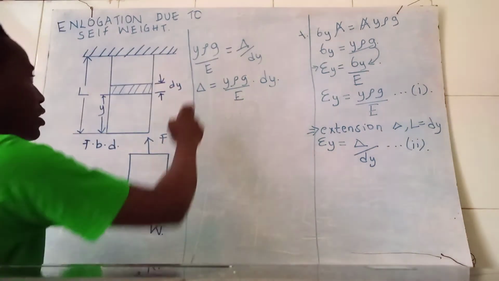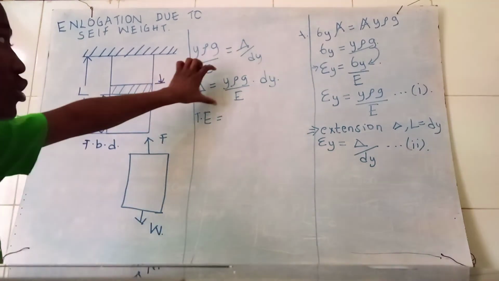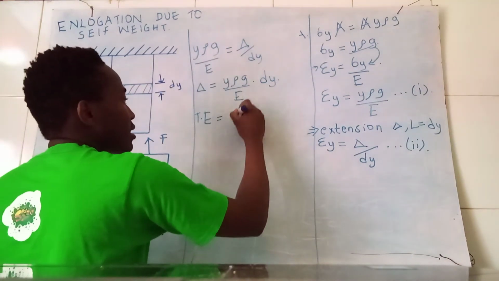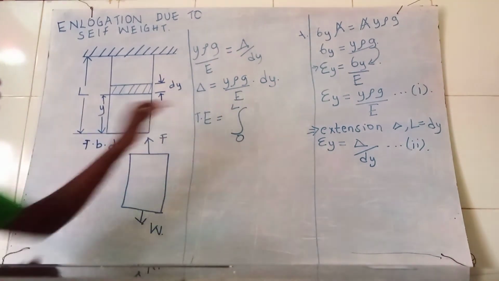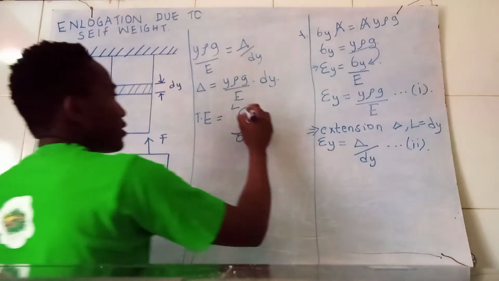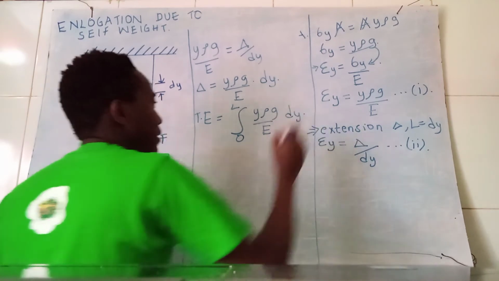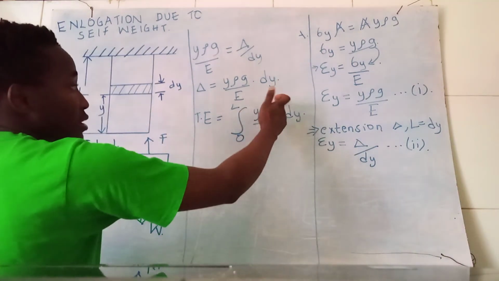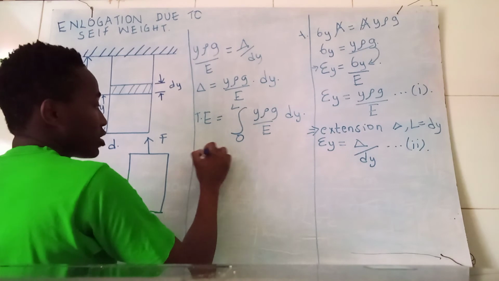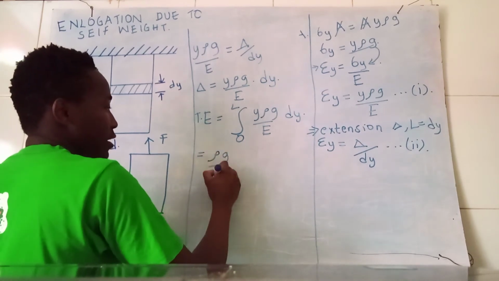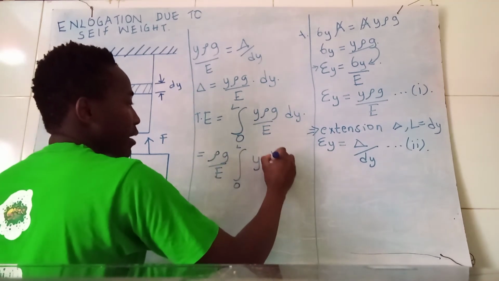By integration. So the total extension, that is TE, will be given by integration of this small extension from the limit 0 to the whole length L, where L is the whole length. Then y rho g divided by E dy. Density, gravity, and Young's modulus are constant, so I'm going to write them in front of the integration sign. Rho g divided by E, integral from 0 to L of y dy.